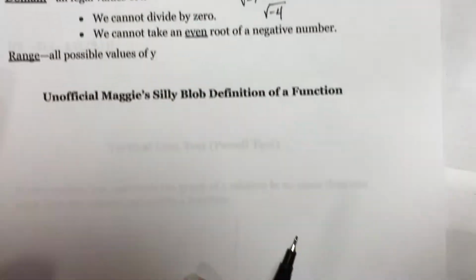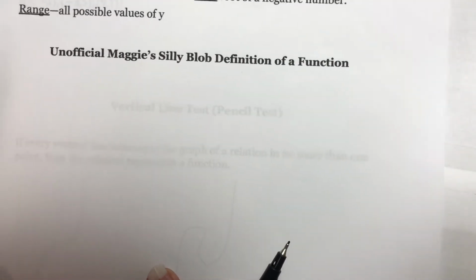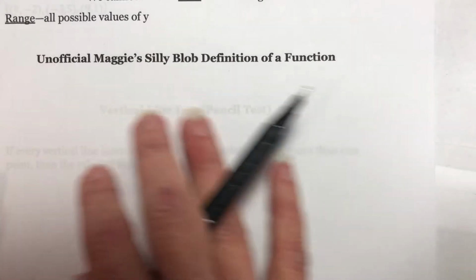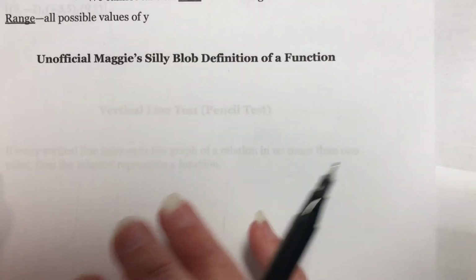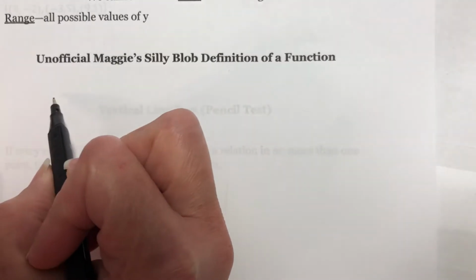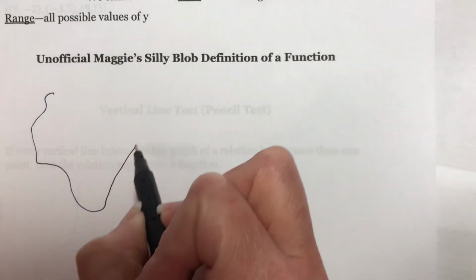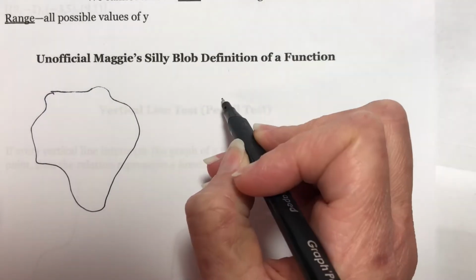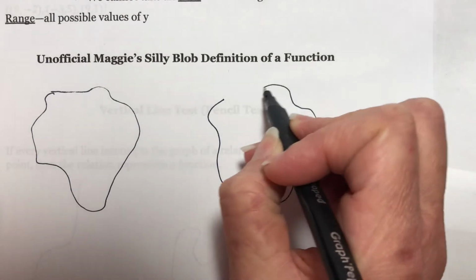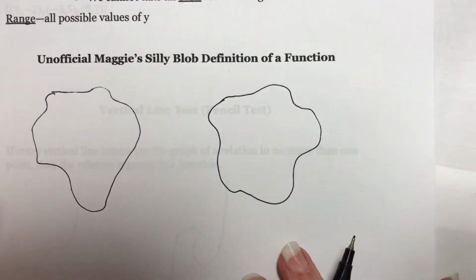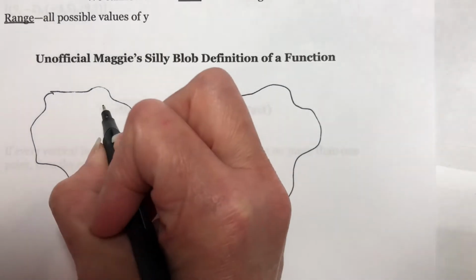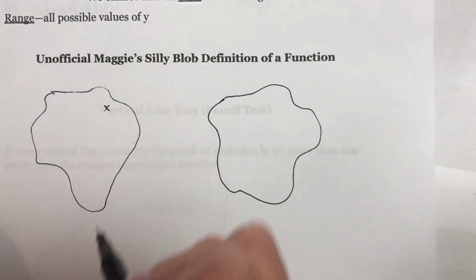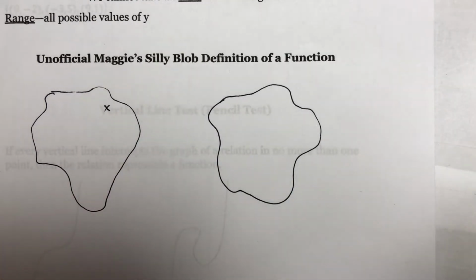The unofficial Maggie's silly blob definition of a function. I'm going to use a silly story to draw a picture, and then once you have the picture, the idea of what a function is will make more sense. So I want you to draw two pretty blobs, because we are all capable of drawing blobs. Now these blobs represent armies at war. So this guy has a cannon. This is the biggest, baddest piece of artillery we have. We have cannons.